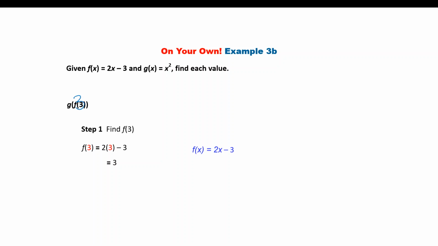So now I just need to find g of 3. g of x is x squared, so we're going to fill in our 3 for our x. When we do that, 3 squared equals 9. So what that tells us is g of f of 3 is equal to 9. I hope you didn't have very much problem with that. That's pretty simple.